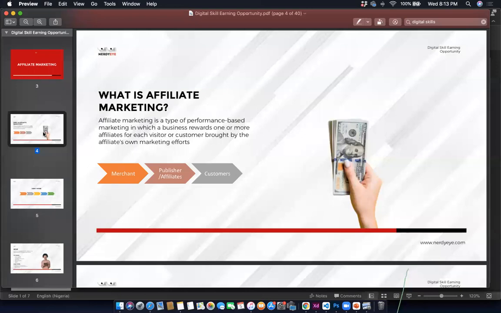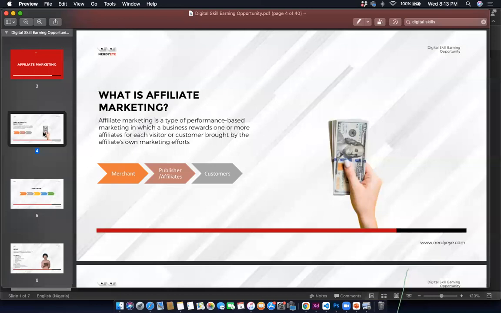Affiliate marketing is a type of performance-based marketing in which a business rewards one or more affiliates for each visitor or customer brought by the affiliate's own marketing effort. People love to define affiliate marketing as performance-based marketing. That means you don't make money until you have results. That's what they call performance-based. No money for you as an affiliate marketer until you sell.